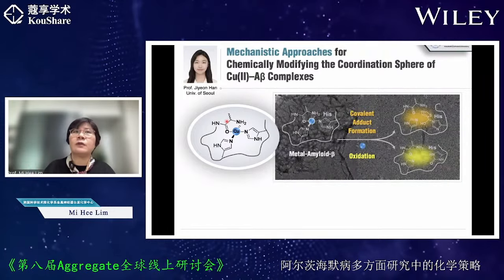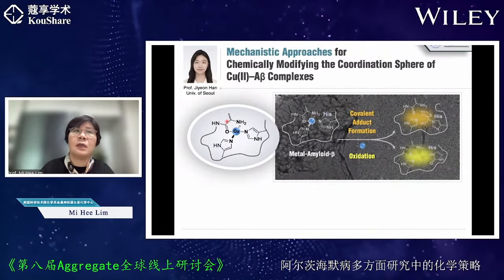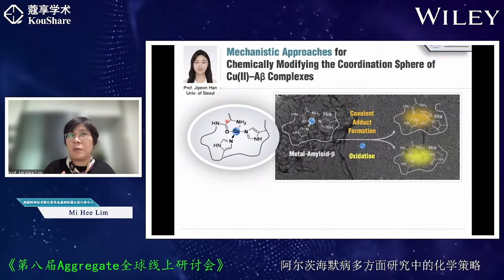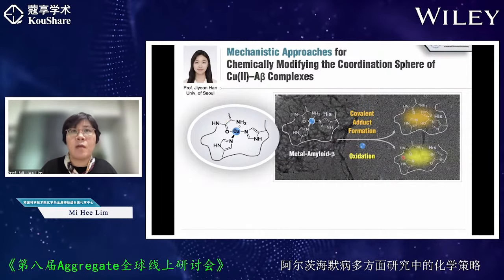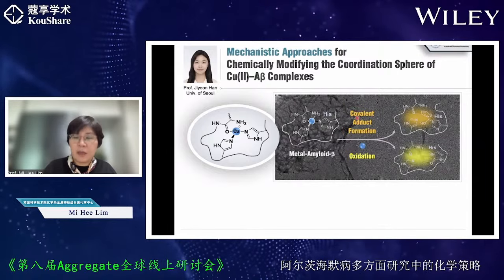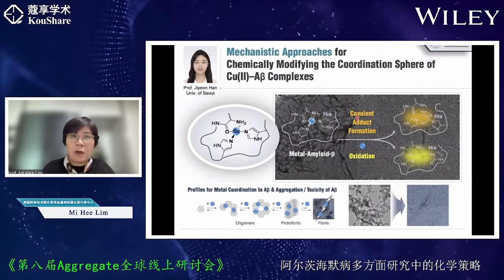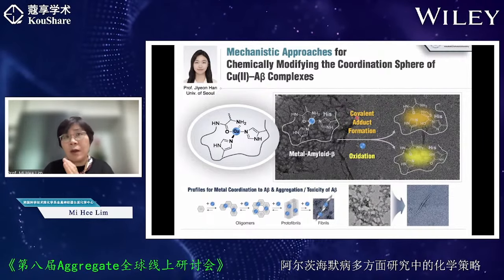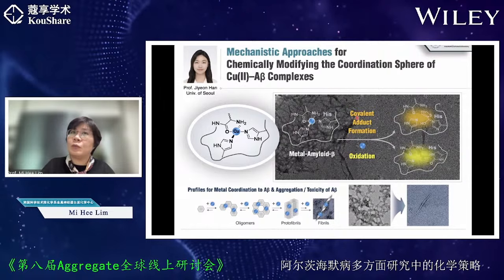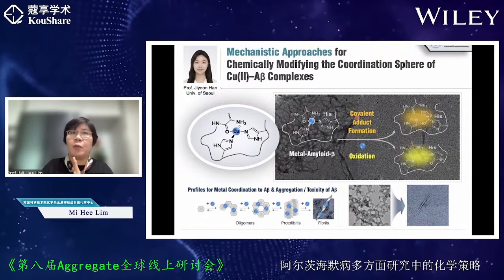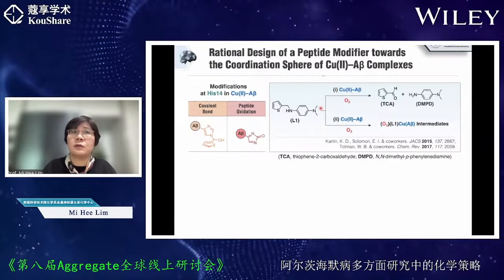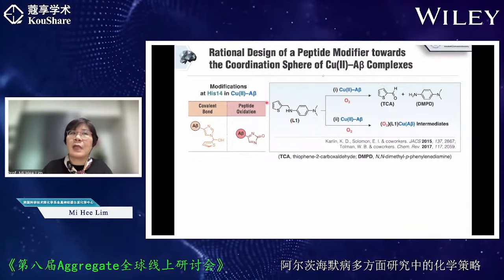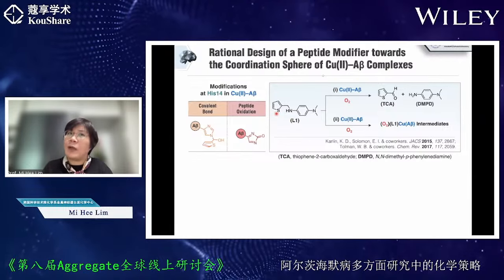So she developed a small molecule that can directly, chemically modify the coordination sphere of the copper A-beta complexes. Such a modification allows us to change the copper coordination as well as the A-beta aggregation. The compound was not that complicated. It looks like this, very similar to L2B, but we put in a thiophene because it is the weakest metal binding site.